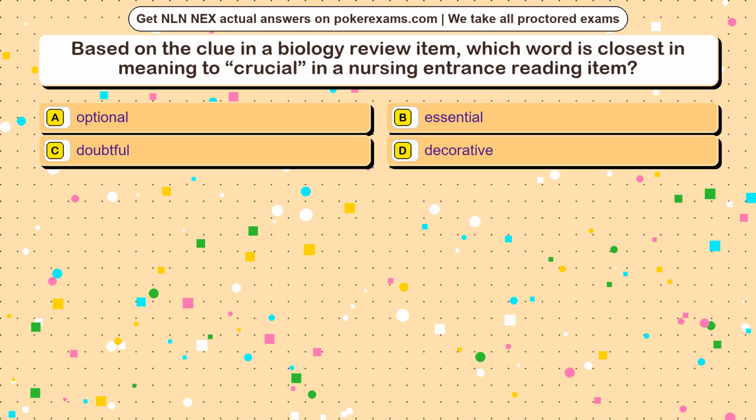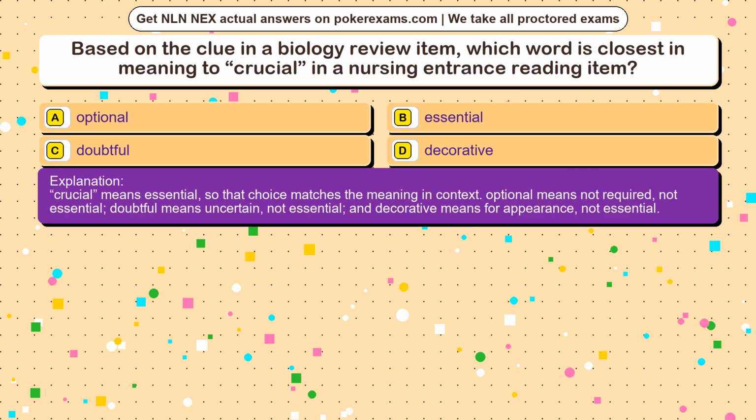The correct answer is option. Crucial means essential, so that choice matches the meaning in context. Optional means not required, not essential. Doubtful means uncertain, not essential, and decorative means for appearance, not essential.